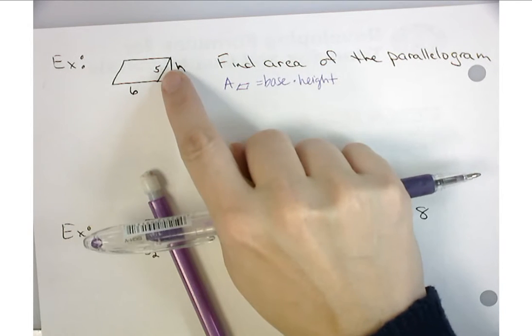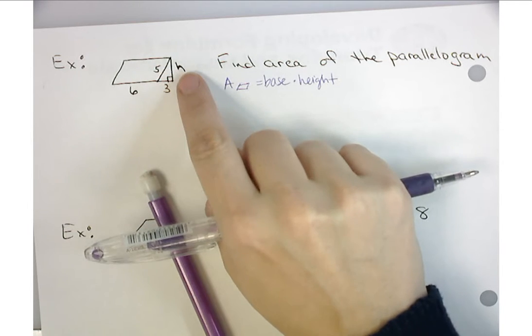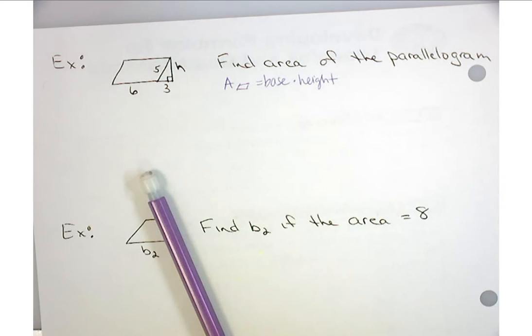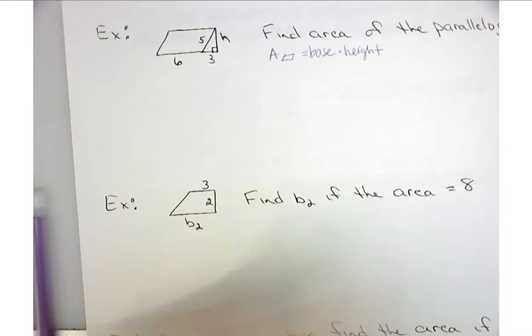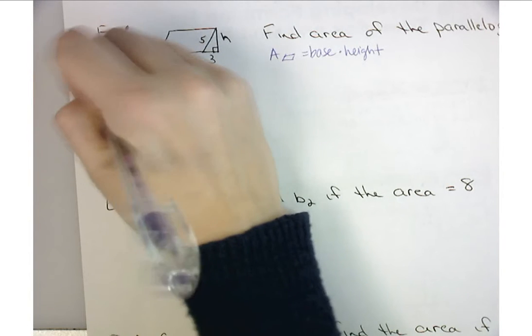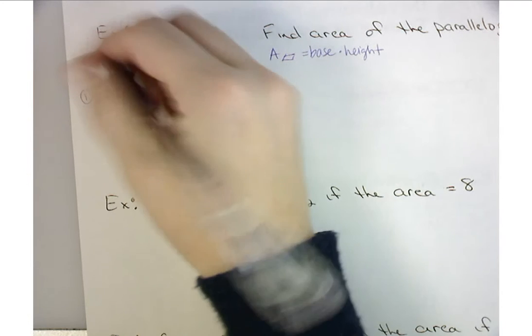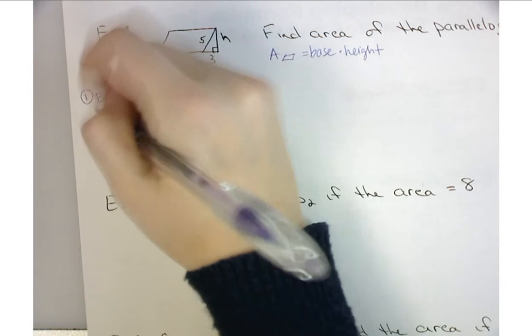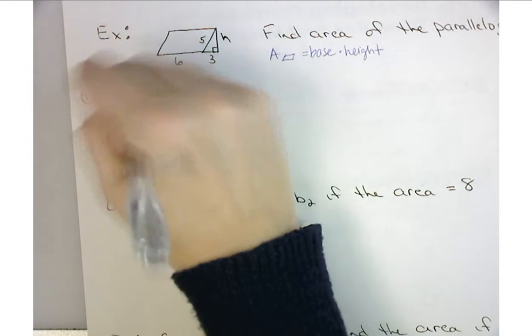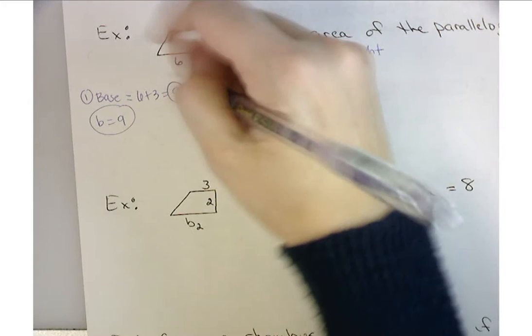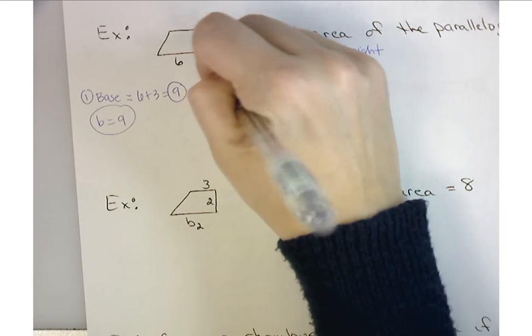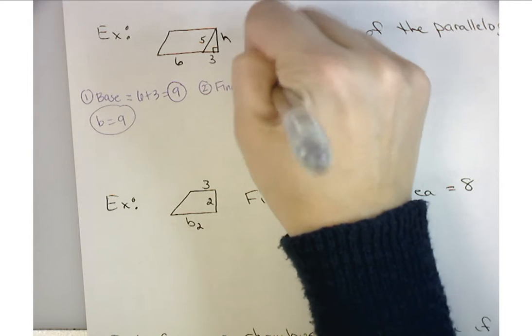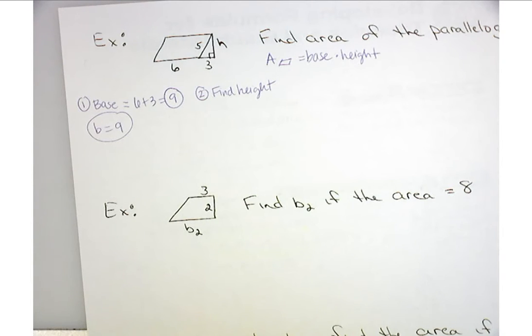Now this is not the height. I know that because there's no right angle. And then they label the height here. What we have to do is find the height. So step 1: your base is equal to 6 plus 3, which is equal to 9. So you know that b is equal to 9. Now we have to find the height. So they give us this little triangle.